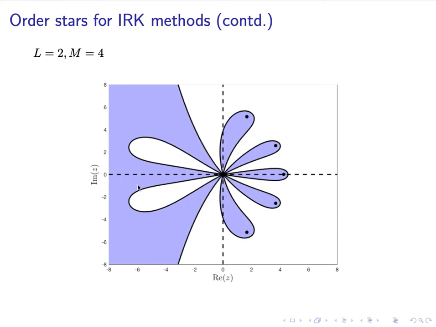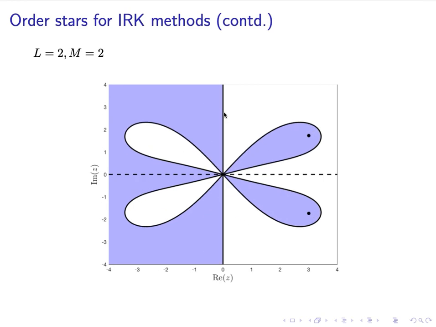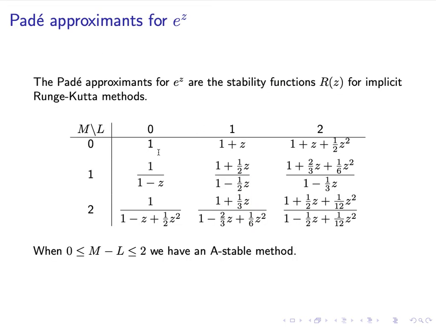And if we go to higher order still, here we've got 1, 2, 3, 4, 5, 6, 7, 8. So this is a 7th order explicit Runge-Kutta method. But what we have here is the shaded regions do cross the imaginary axis, so this isn't an A-stable method. So these Padé approximants are very useful because they allow us to tell, along with the order stars, whether we have A-stable implicit Runge-Kutta methods or not.